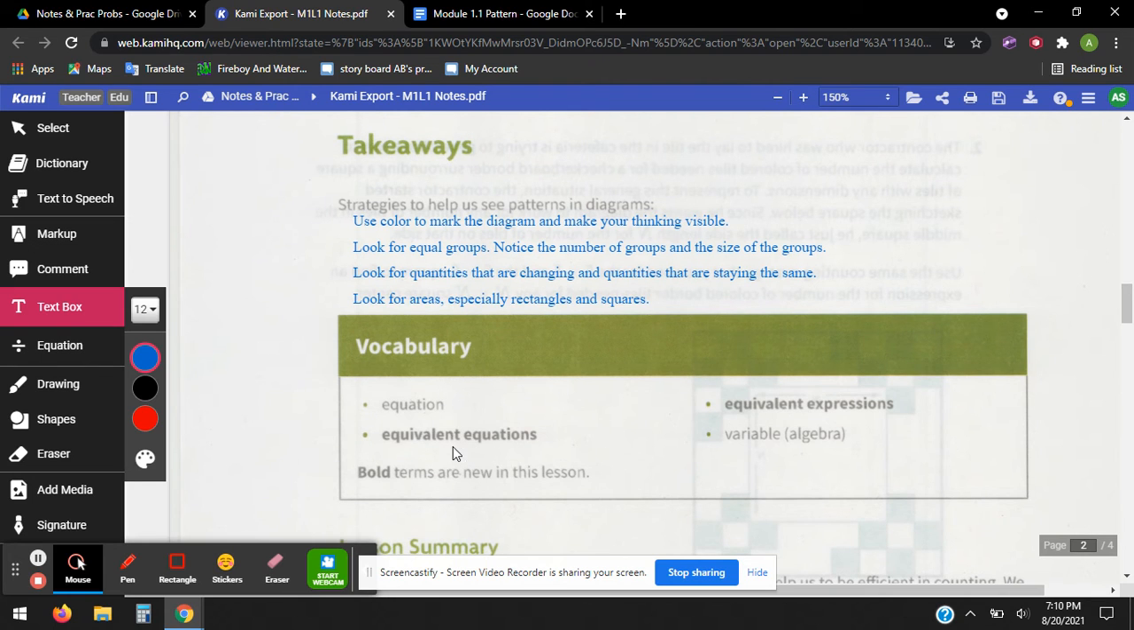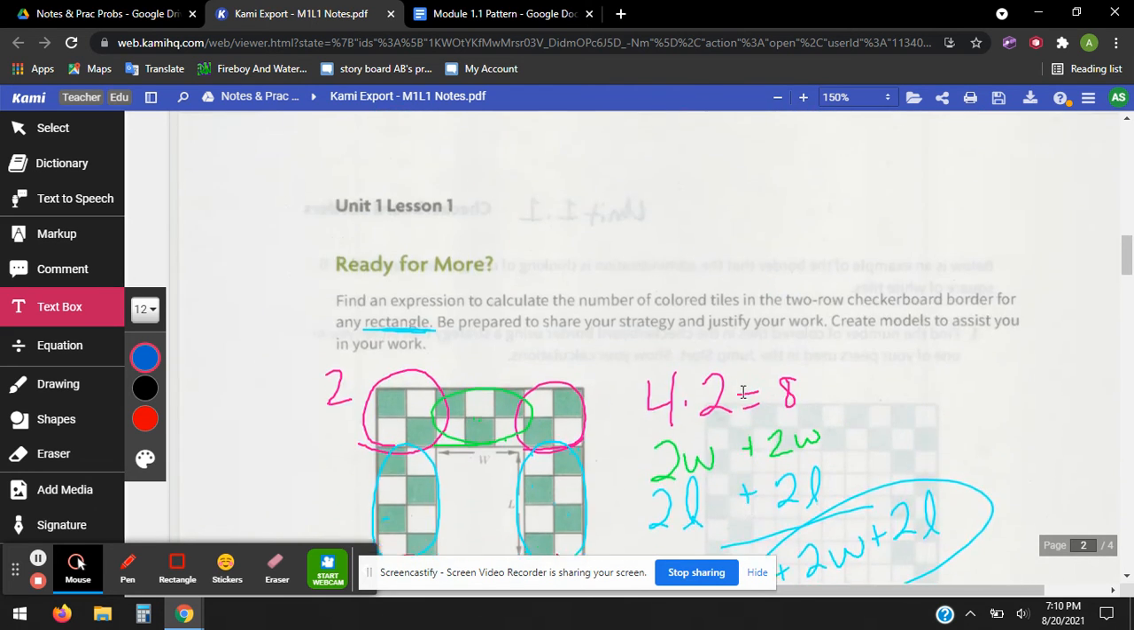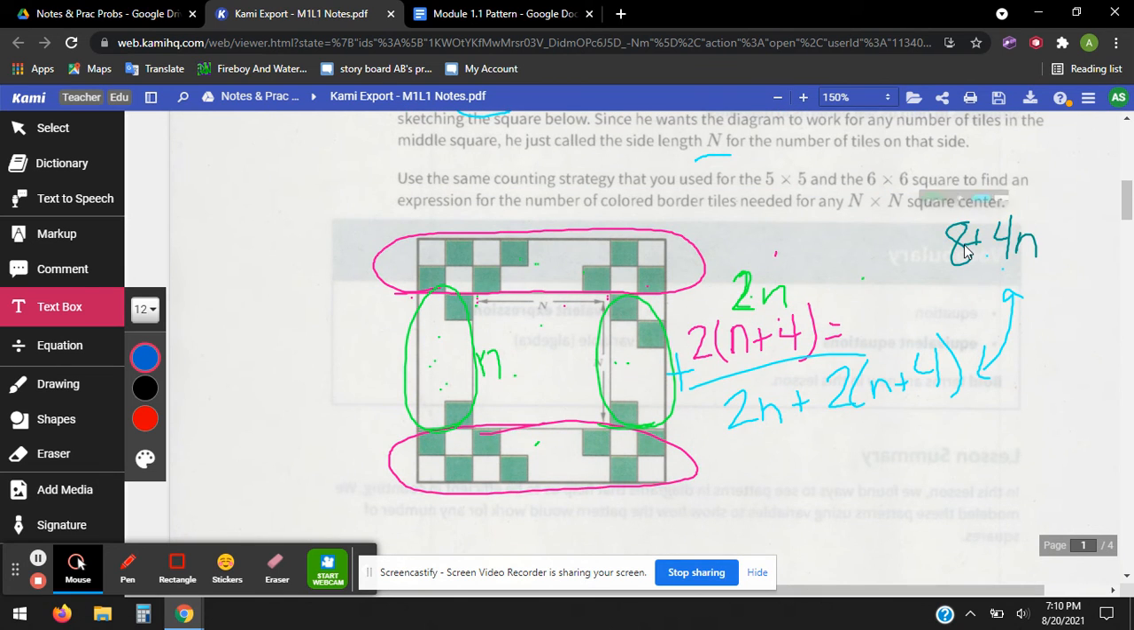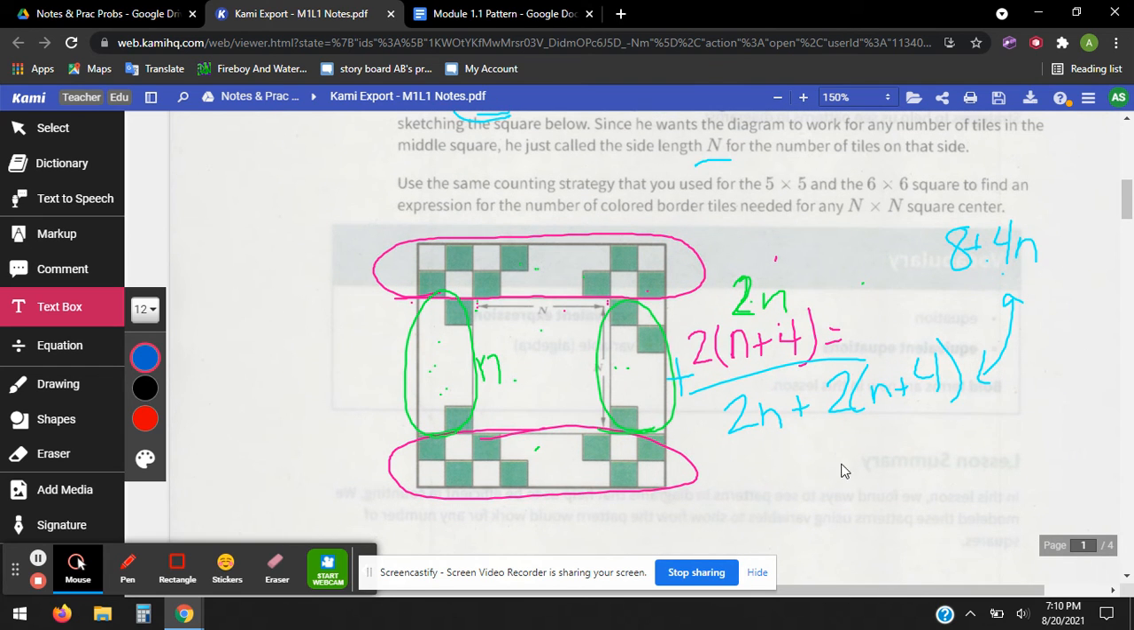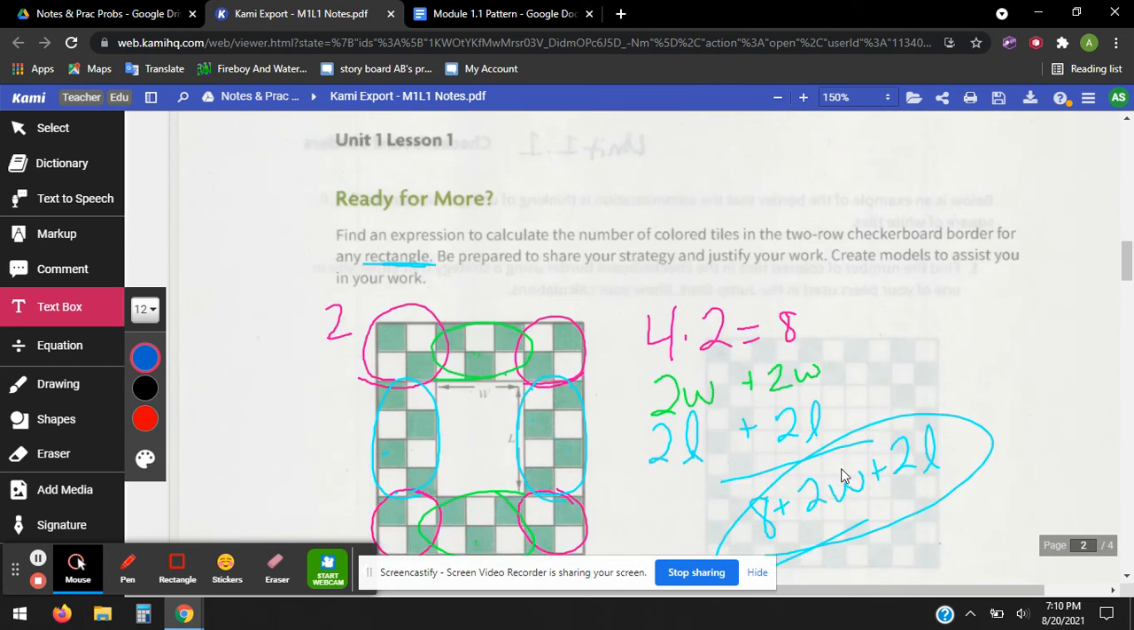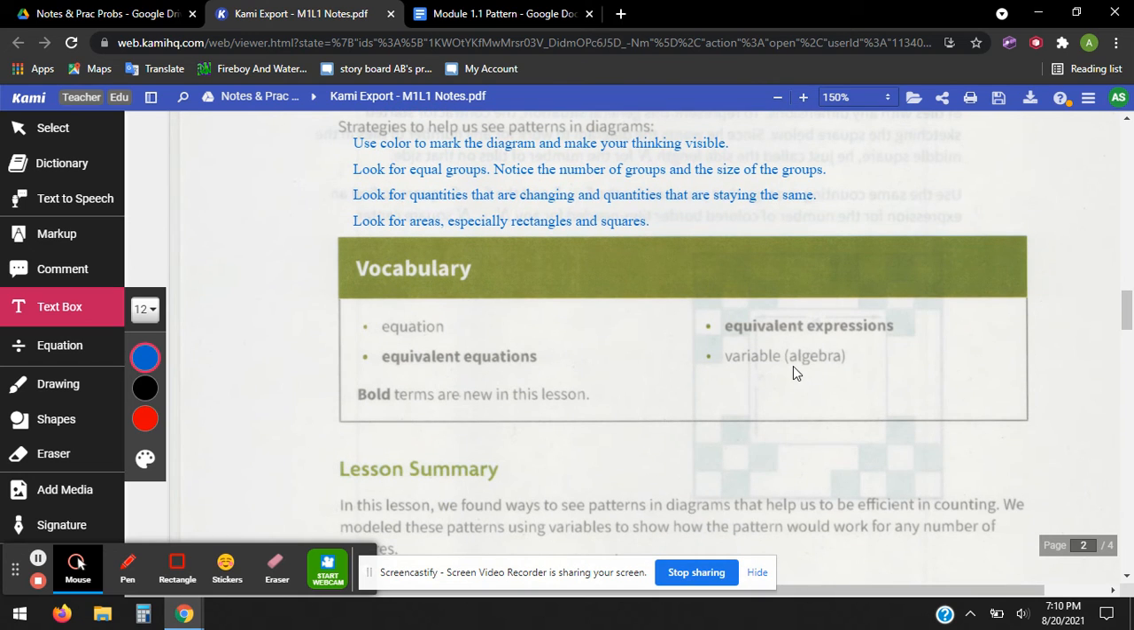So equivalent equations would be that you have two that are the same. Equivalent expressions, that is what we had up here. These two are equivalent. They both equaled however many boxes would be in this square, in this setup. So those are equal expressions. There's no equal signs in there. They're expressions. And a variable. Just review that a variable is our letter that we don't know. So we used L, we use N, we use W, things like that.